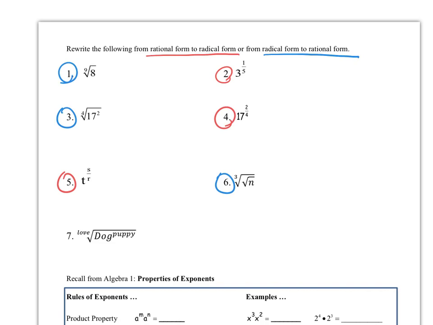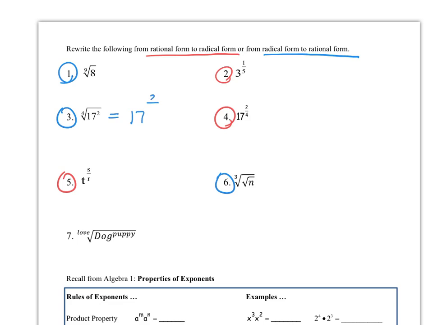So let's look at question 3. So we have the fourth root of 17 squared. So to write that in rational exponent form, you can convert it.